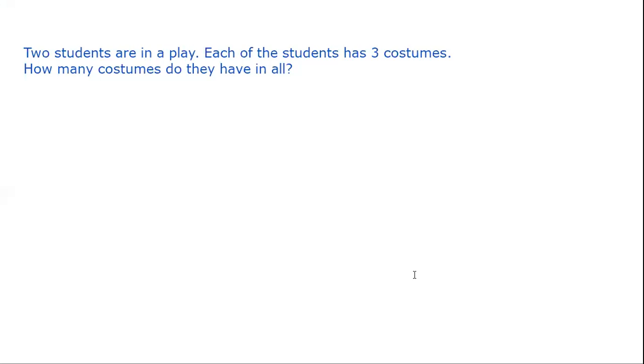Okay, so let's do some multiplication practice. Here we have a word problem. It says 2 students are in a play. Each of the students has 3 costumes. How many costumes do they have in all?